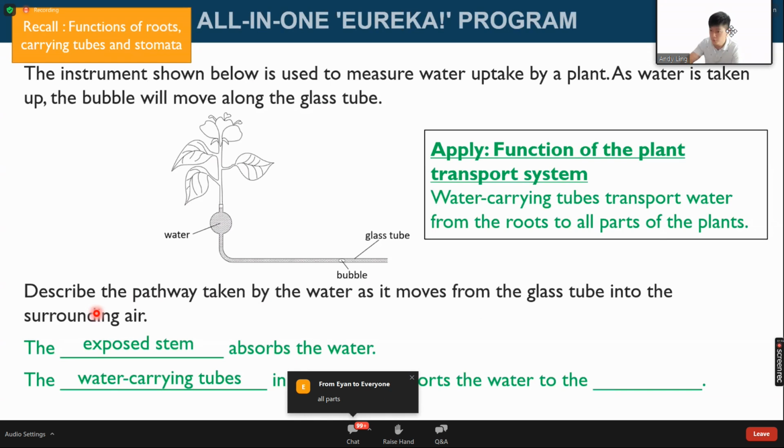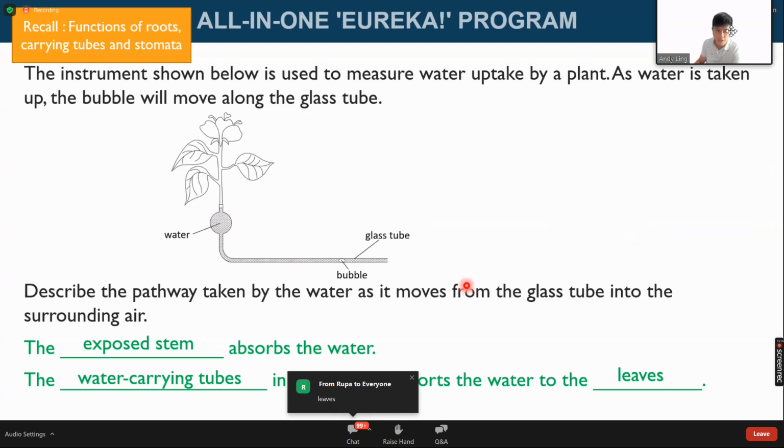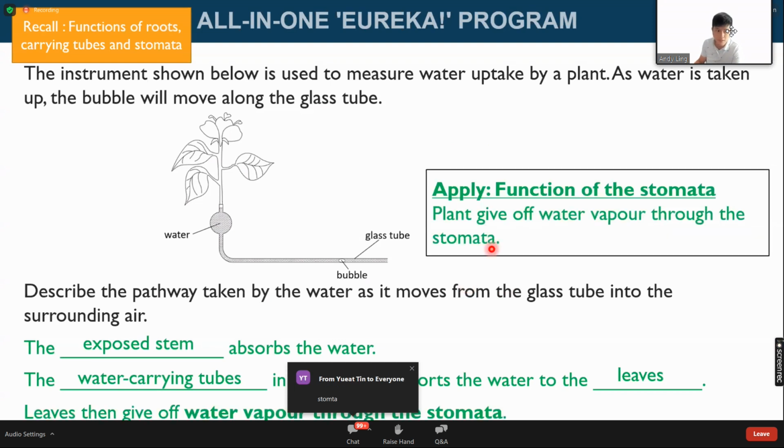If you write all parts, that is wrong, because you're not linking back to the question and not applying the answering technique. It is to the leaves or the stomata. Very good. And finally, we apply the answering technique on the stomata: the leaves then give out water vapor through the stomata. Good. Parents, do you understand so far? If you understand, type Eureka. Thank you very much. So that's how we break up the explanation into multiple parts.